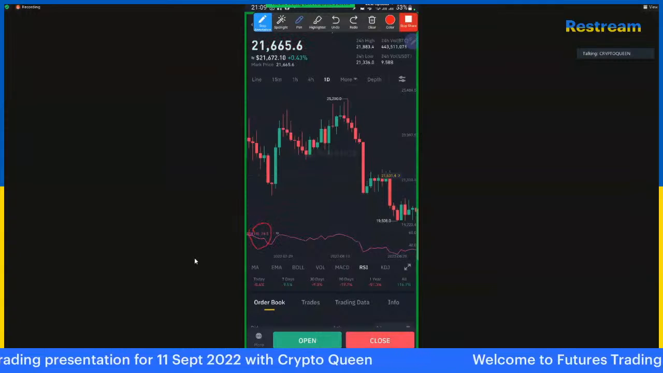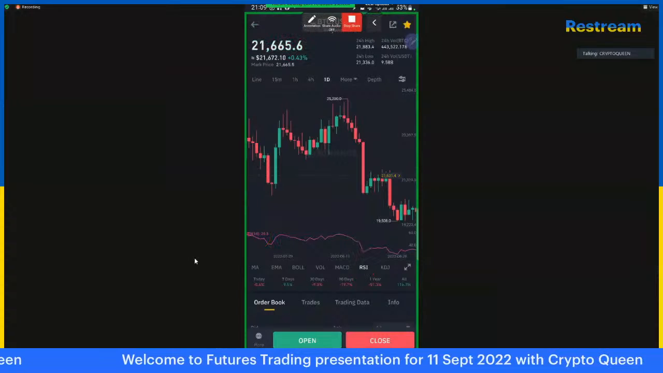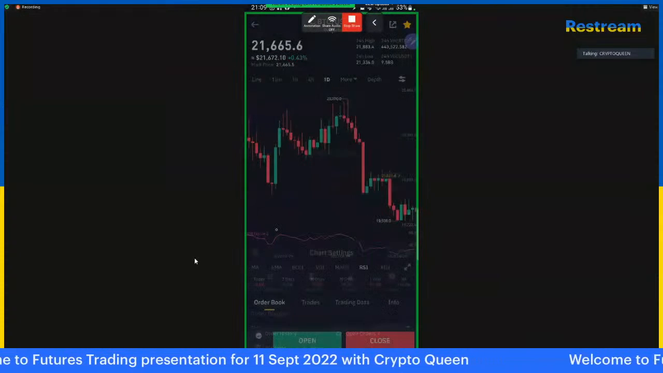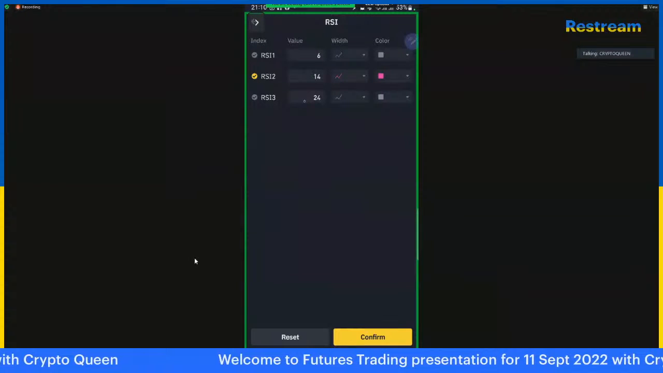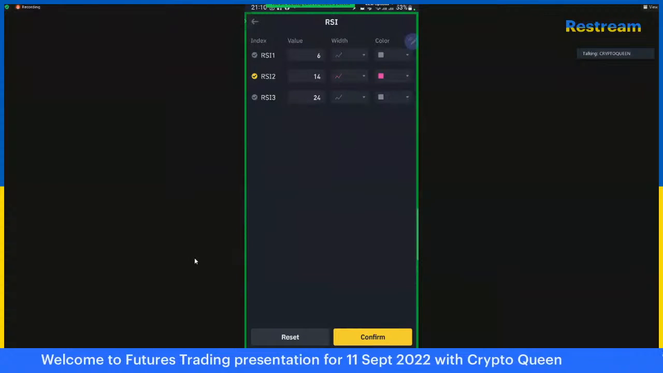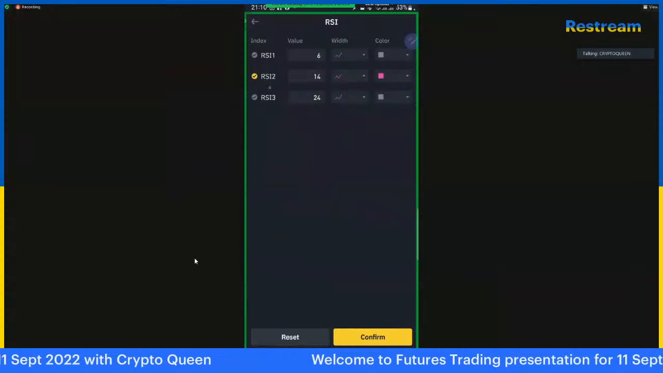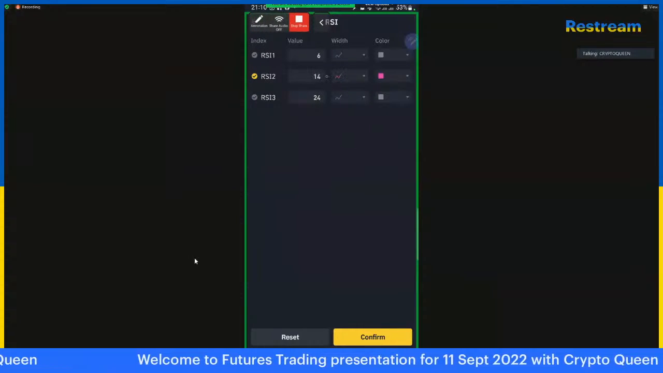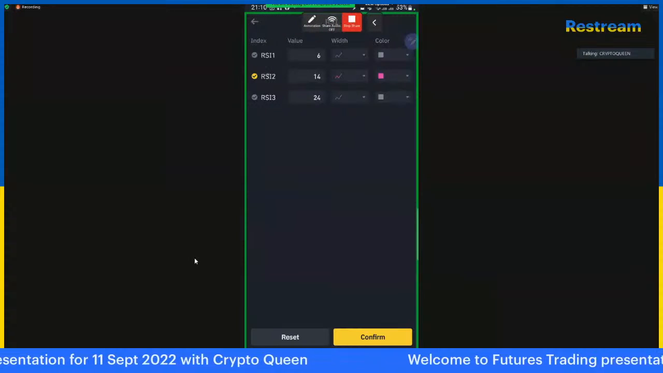This is where you have your RSI. So when you come here, you can just adjust it. 14 is the most accurate. There's no point using all of these RSIs, RSI 1, 2, 3, it's not necessary. The most accurate RSI is 14. 14 periods. So when you are saying RSI, this is 14.